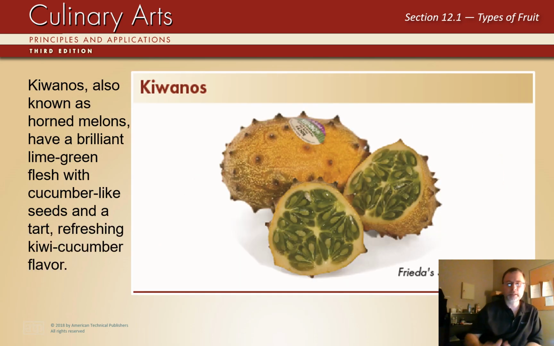We have kiwanos. The kiwanos, also known as horn melons, have a brilliant lime green flesh with a cucumber-like seed and a tart, refreshing kiwi cucumber flavor. They're native to Africa. Kiwano melons can be cut in half lengthwise and eaten right out of the rind or sliced and added to fruit plates. The flesh can be strained to make a tangy sweet sauce, salad dressing, or a refreshing beverage.